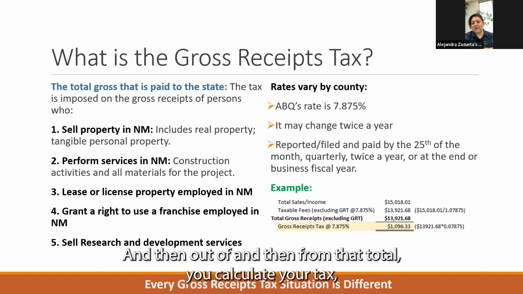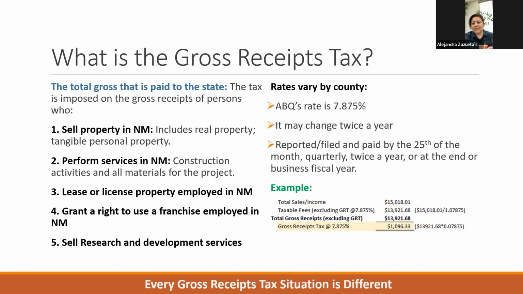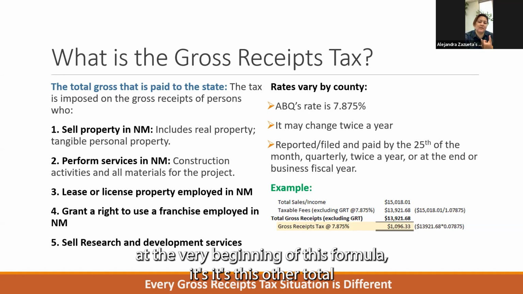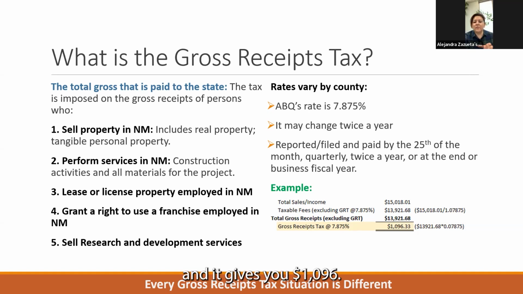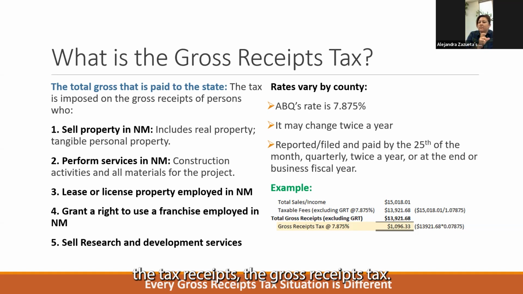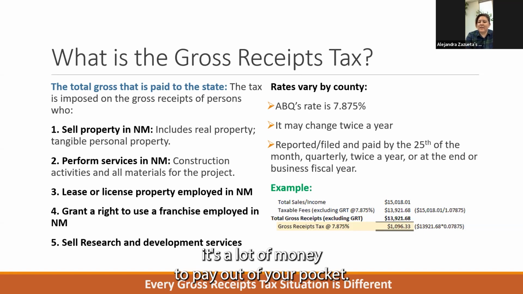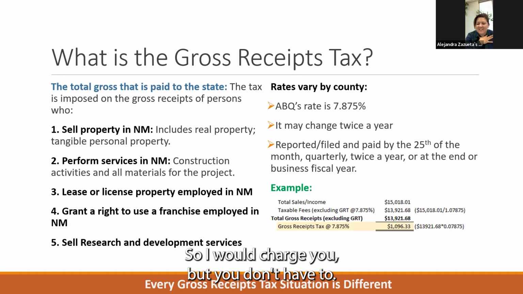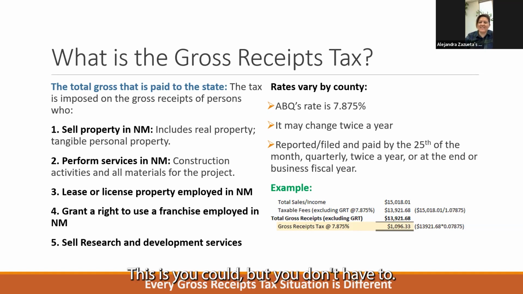And then from that total, you calculate your tax. Not from the total at the very beginning of this formula. It's this other total, and it gives you $1,096. And I mean, you have the option of not charging the customer that tax, the gross receipts tax. But if you look at this, it's a lot of money to pay out of your pocket. So I would charge it, but you don't have to. You could, but you don't have to.